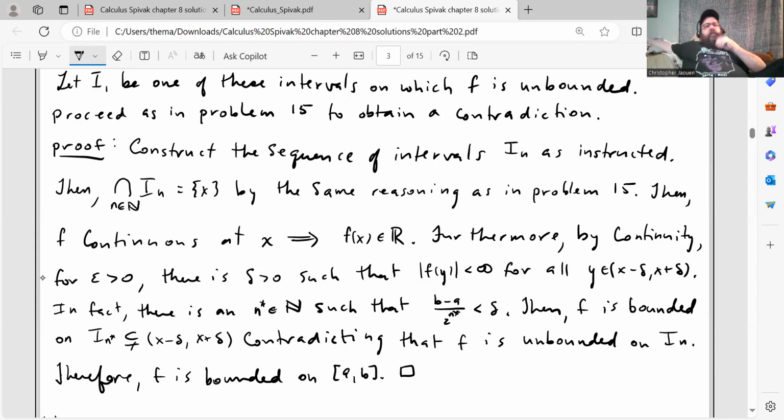So furthermore, by continuity, for epsilon greater than 0, there's a delta greater than 0, such that all of the f of y's are bounded in magnitude for all y in the interval from x minus delta to x plus delta. In fact, there is a natural number n, which I'm calling n star, such that b minus a over 2 to the n star is less than delta. Then f is bounded on the interval I sub n star. That's a proper subset of the open interval from x minus delta to x plus delta, which contradicts that f is unbounded on In. Therefore, f is bounded on the closed interval from a to b, and that's the proof.